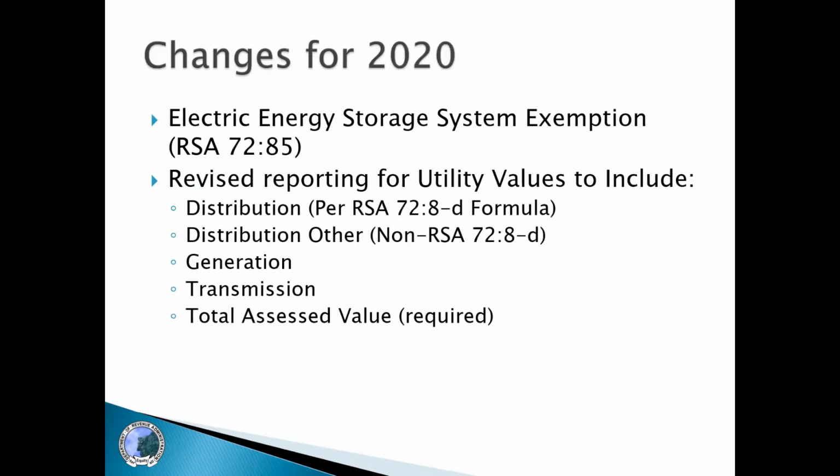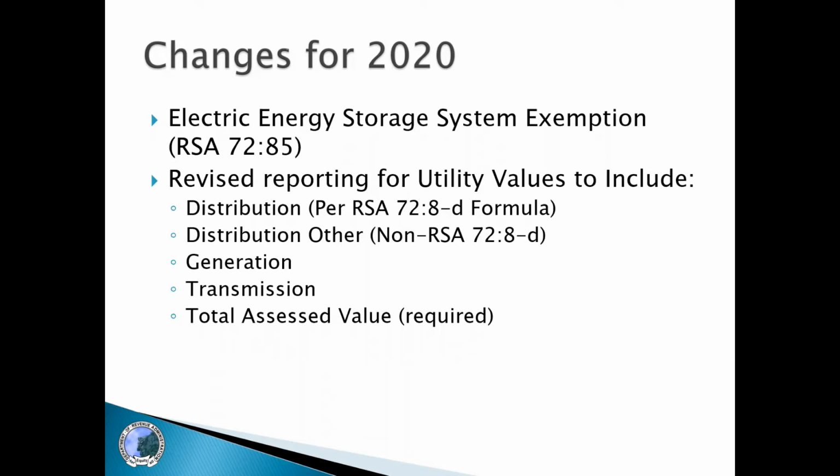So what's new in 2020? There are two things. The first one is reporting if you have adopted the Electric Energy Storage System exemption, which is RSA 72:85. So that's just the new optional exemption. The biggest change is that the reporting for your utility values has changed, and this is to incorporate the new formula in statute RSA 728-D, which prescribes a formula for valuing distribution assets.